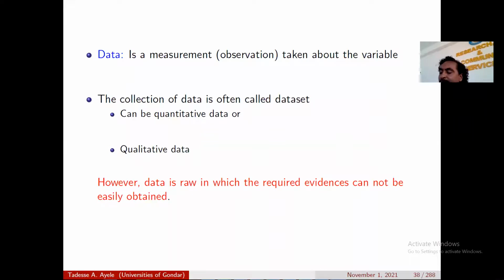All of that was about variables. Now let's talk about data. Data is a measurement or an observation taken about the variable. So the collection of data is often called a data set. It can be quantitative or it can be qualitative. However, data is raw, in which the required information cannot be easily obtained.